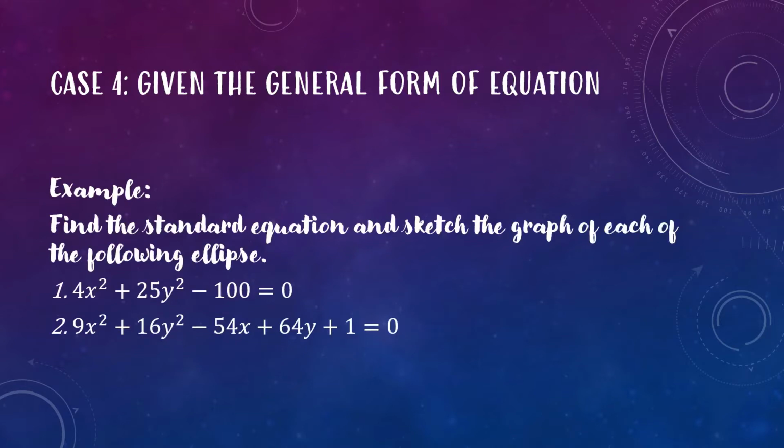We have here an example: find the standard equation and sketch the graph of each of the following ellipse. For number 1, we have 4x squared plus 25y squared minus 100 that is equals to 0. For number 2, we have 9x squared plus 16y squared minus 54x plus 64y plus 1 that is equals to 0.